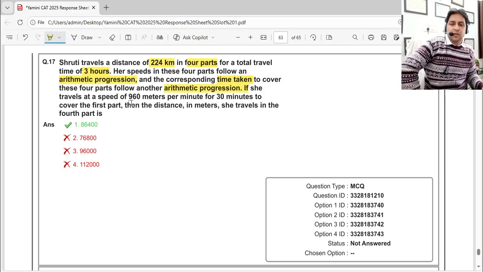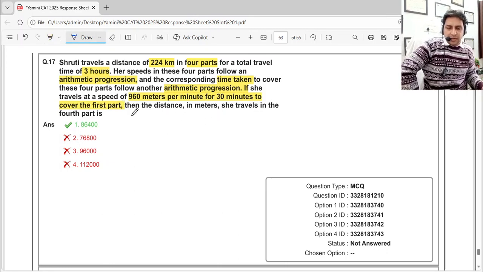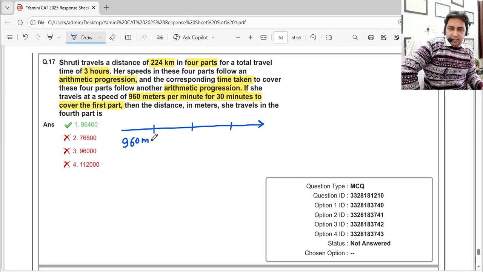If she travels at the speed of 960 meters per minute for 30 minutes to cover the first part, very good information for us. Then the distance in meters she travels in the fourth part. So there are 4 parts. The total distance we have is 224 kilometers. So 1 part, 2 part, 3 and 4. Now the first part they are going at 960 meters per minute for 30 minutes.